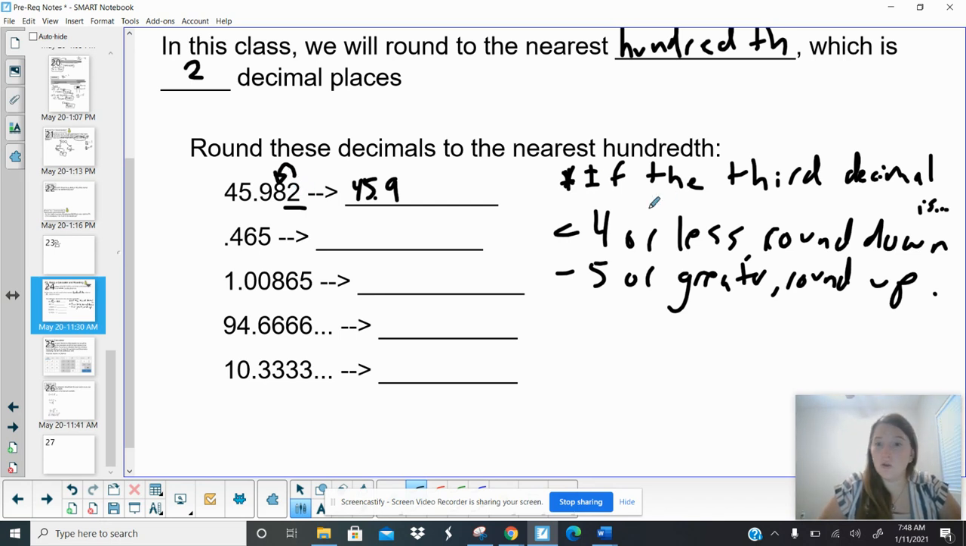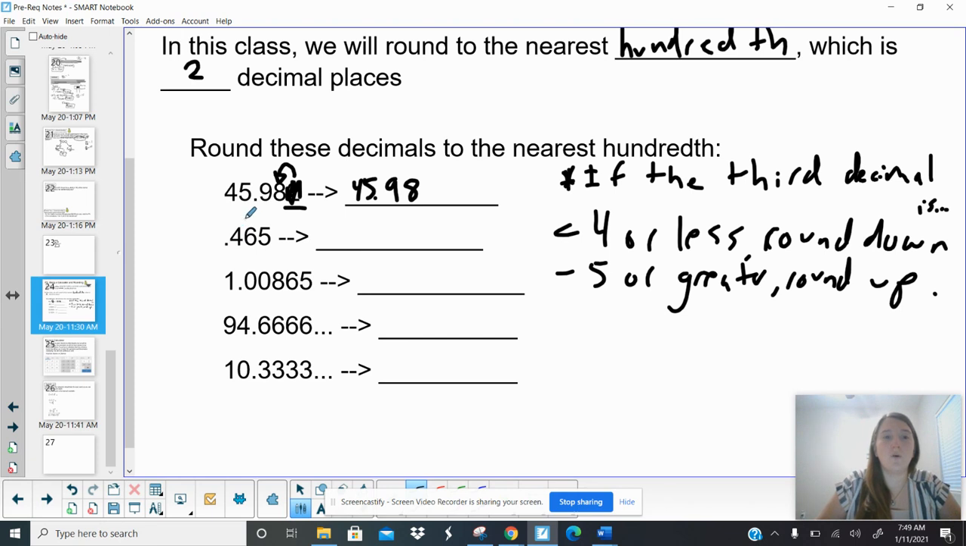So since this is a 2, this is 4 or less, right? 2 is less than 4. What that means is we are going to round down. So rounding down in this case just means this 2 gets chopped off and it stays as an 8. That's what rounding down means. So we would put this in Canvas as 45.98. There's our answer. Let's look at the next one.